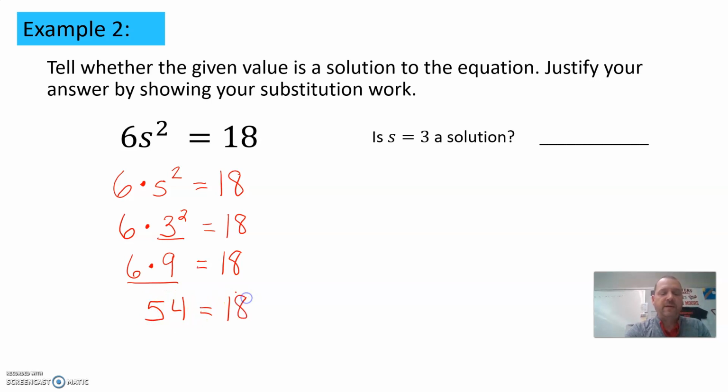54 equals 18. Is that a true statement? No, it is not. So I put a line through it saying that is not equal. Is s equals 3 a solution? No, it is not, because 54 does not equal 18.